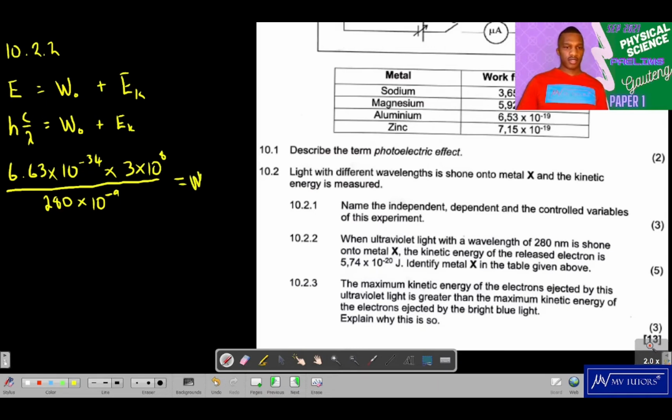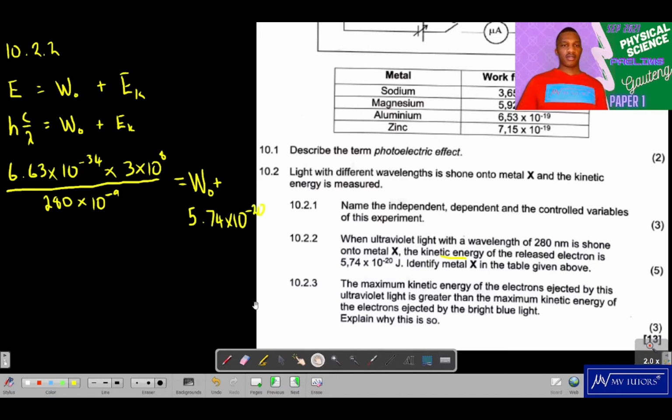All right, let me just rewrite that. Work function plus... where am I gonna write it now? It's gonna look untitled. I don't know why I'm straining myself with space, but anyway, we've been given this 5.7. That's the kinetic energy we're given right there, and it's 5.774 times 10 to the power minus 20.